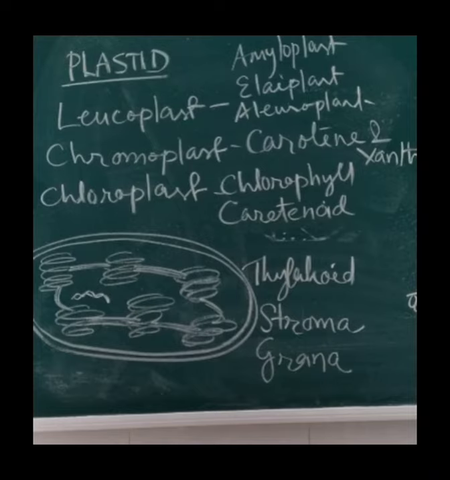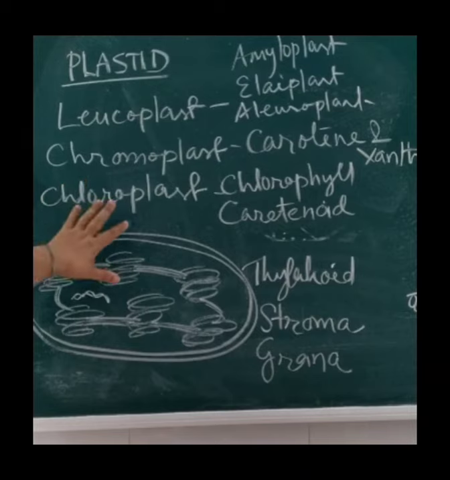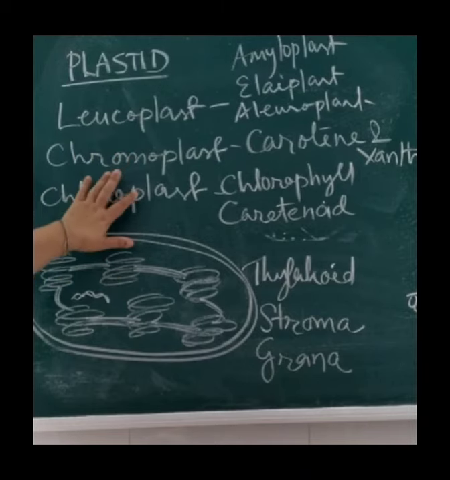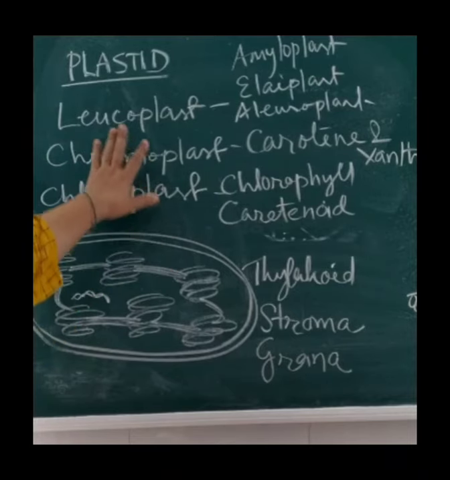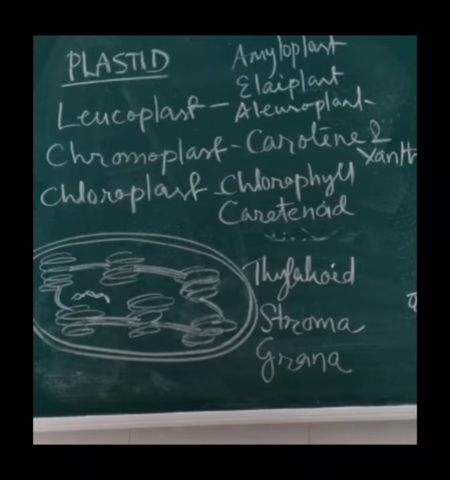Plastids are differentiated into three different types on the basis of their function as well as the pigments that they bear: leucoplast, chromoplast, chloroplast. You can see in plants that certain parts are colorful, that is because of chromoplast, and certain parts are green, that is because of chloroplast, and certain parts are colorless like root, that is because of leucoplast. Now, what is the leucoplast?